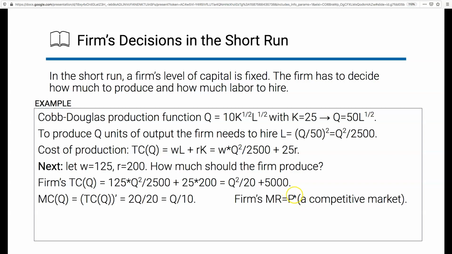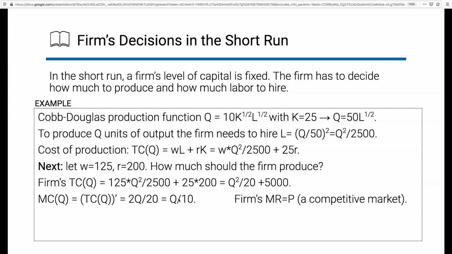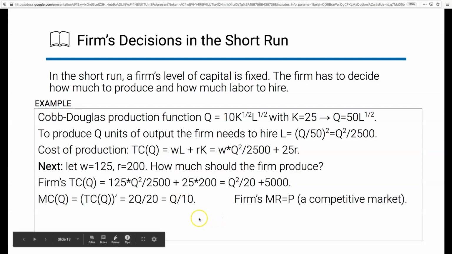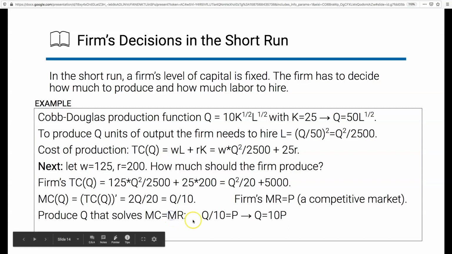So you're earning the price, you're paying an additional Q over 10 in the costs. If the difference is positive, then the unit should be produced. As you produce more, your costs increase, so you should stop producing when your marginal cost hits your level of the marginal revenue, equal to the competitive price. So the condition that tells you what output will maximize your profit is the condition Q over 10, that is marginal cost, equals marginal revenue equals the price.